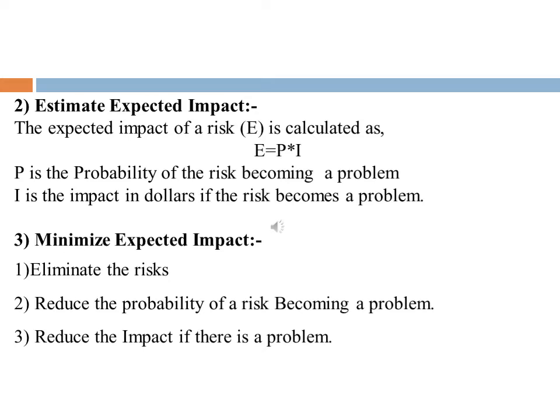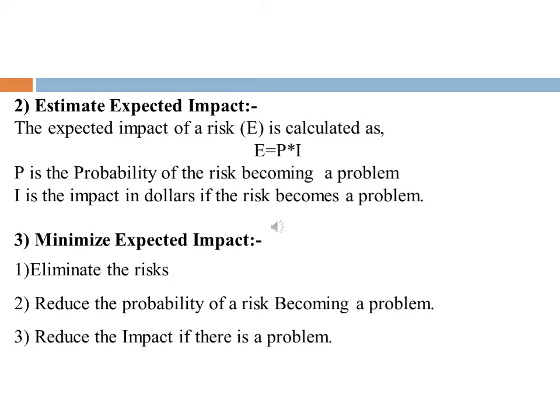Then next is minimize expected impact. The expected impact may be strongly affected not only by whether or not a risk becomes a problem, but also by how long it takes for a problem to become recognized and how long it takes to be fixed once recognized. The expected impact is also affected by the action that is taken once a problem is recognized. Minimizing expected impact involves a combination of the following three strategies.